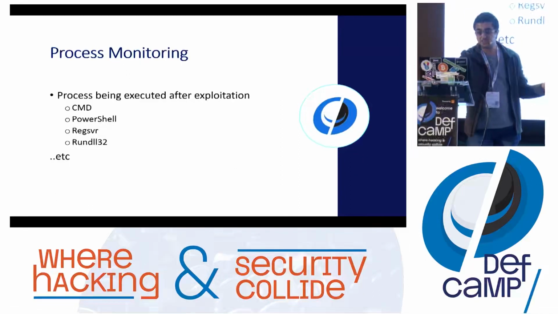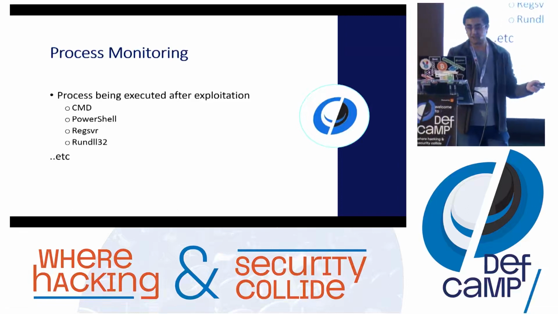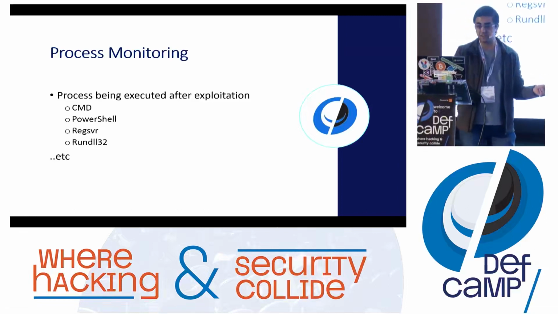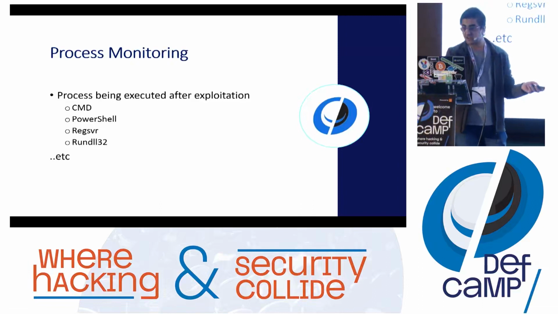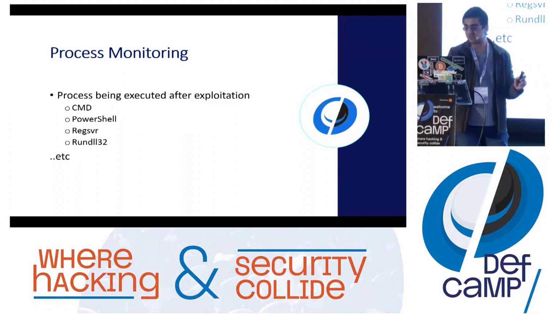So these are some of the major processes that, if a Windows-based system is exploited, a hacker can use to gain further privilege, like CMD, PowerShell, RegSvr32, and RunDLL. Or you can monitor any process if you want, but these are the major processes. So I am focusing on those processes.